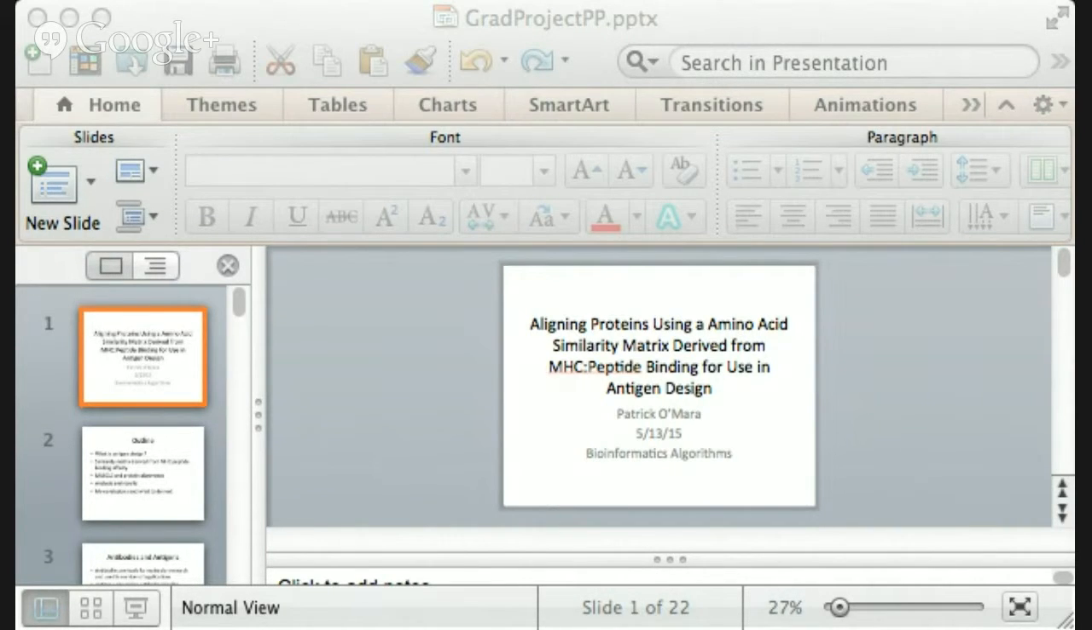Next, I'll get into protein alignments a little bit, explain what I used to do these alignments and why I chose that. Then I'll go through the analysis and some of the results that I got from these alignments, what conclusions I came up with, and obviously what to do in the future. So, going right into it.